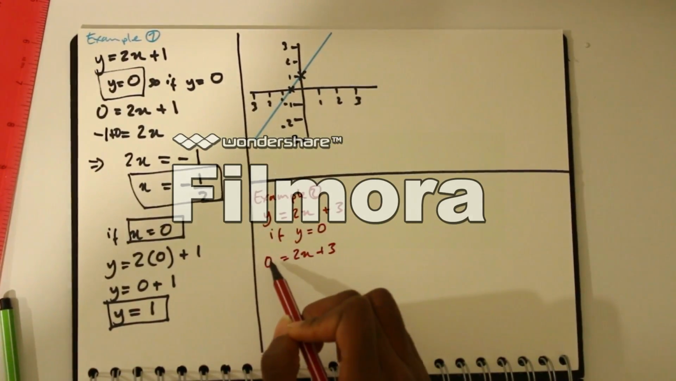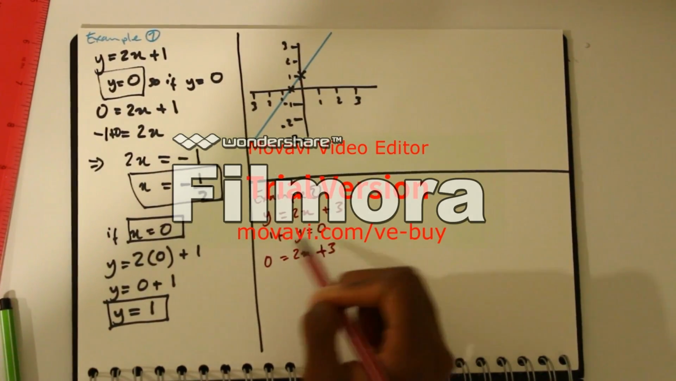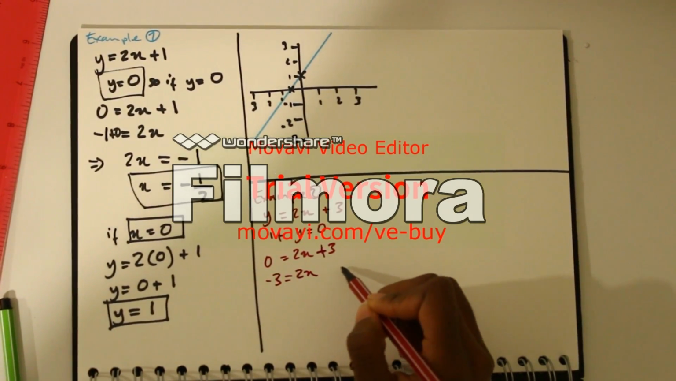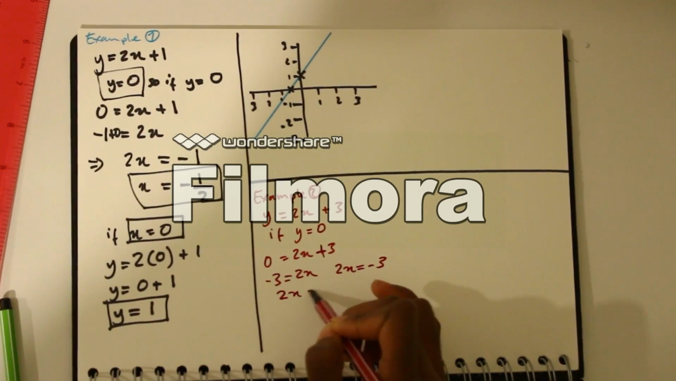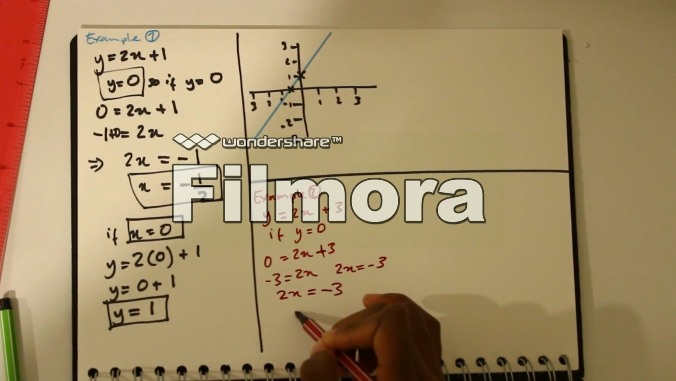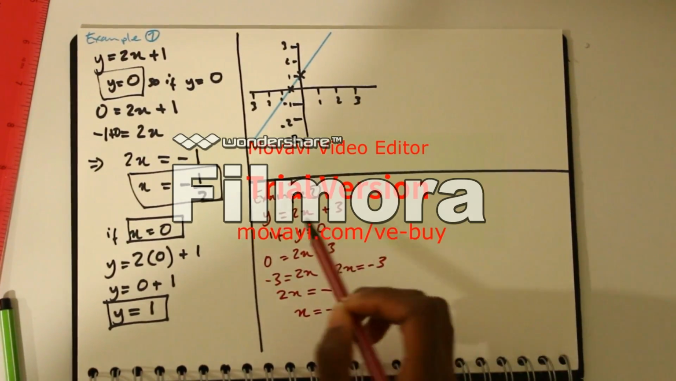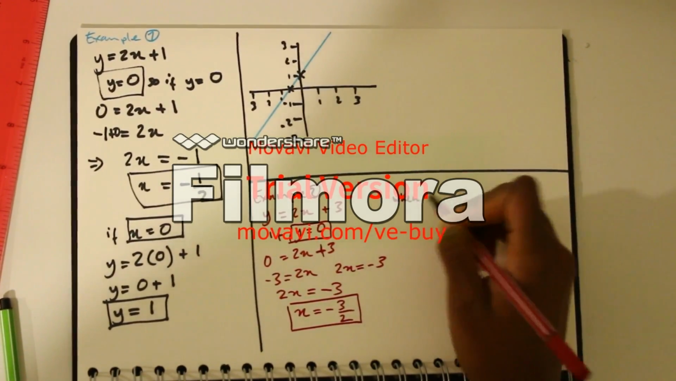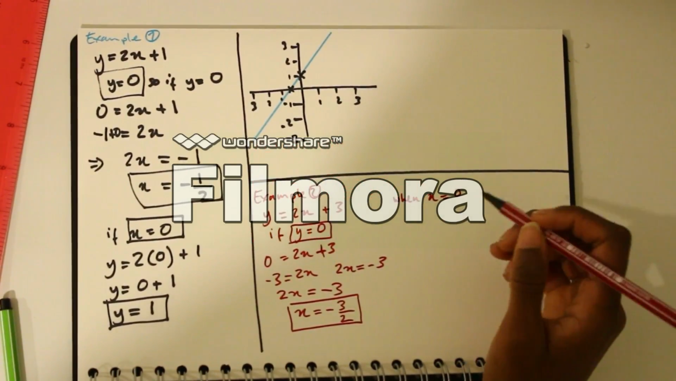So when the 3 flips onto the other side, it changes sign, so minus 3 equals 2x, or 2x equals minus 3, it's the same thing. Rearrange that to find x by itself, therefore meaning that x equals minus 3 over 2, or minus 3 halves, which equals the same as minus 1.5. So we found the coordinates.